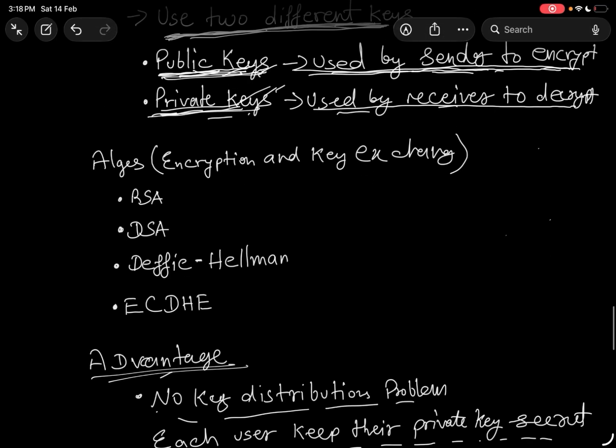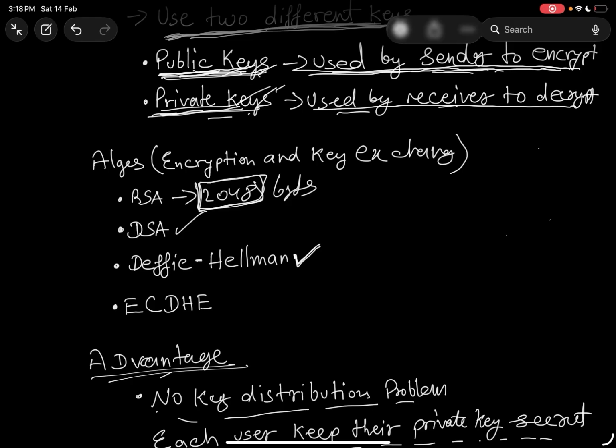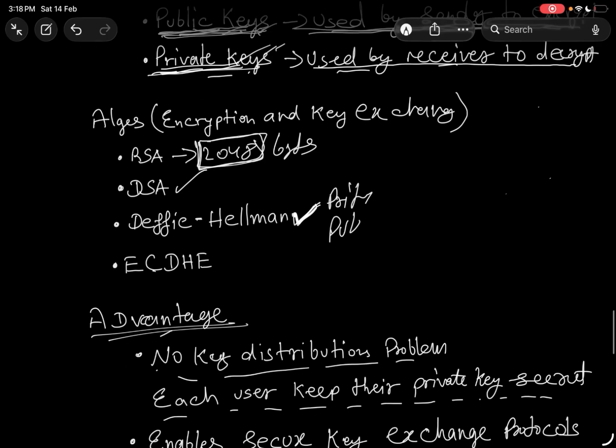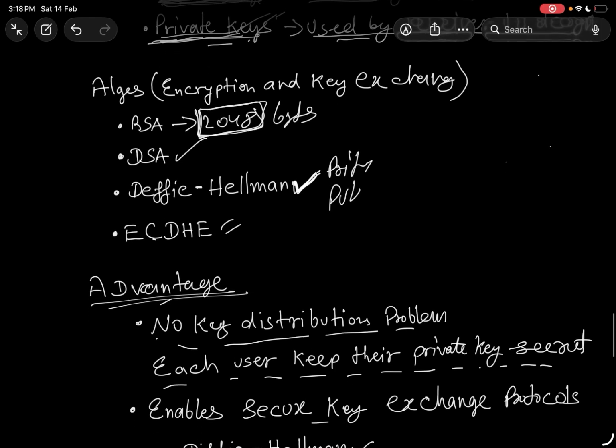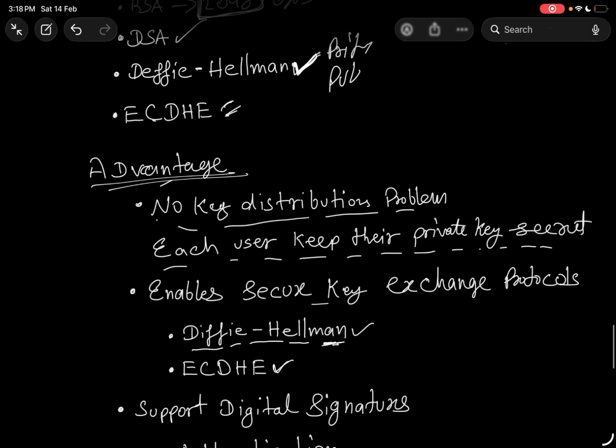Now we have encryption and key exchange algorithms. RSA uses a key length of 2048 bits. Then we have DSA, then we have Diffie-Hellman. Diffie-Hellman is used as a key exchange protocol that under the hood uses private and public keys. Then we have ECDHE. So these are some algorithms that use asymmetric encryption. Now let's see the advantages and disadvantages of asymmetric encryption.